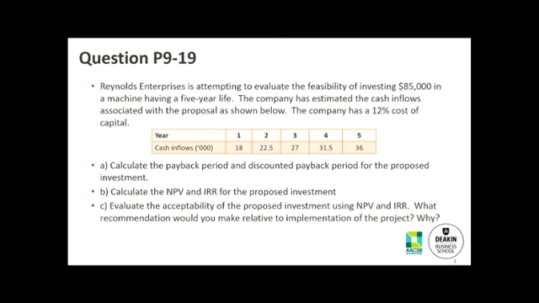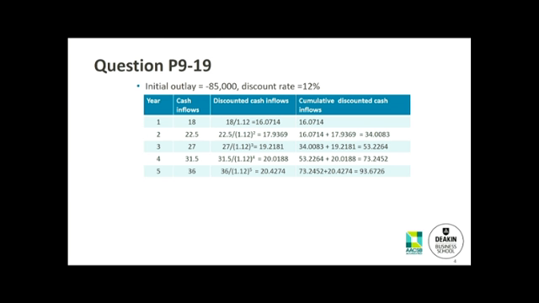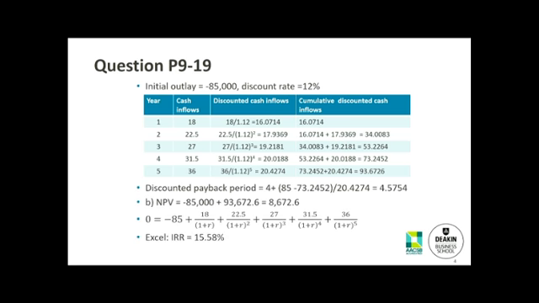To work out NPV, we need to work out the discounted cash flow. The discounted cash flow is discounted by the discount rate. You then have 5 discounted cash flows, sum them all together, and then minus your initial investment, and you will have your NPV. So minus 85 plus 93, and the NPV will be positive 8,672.